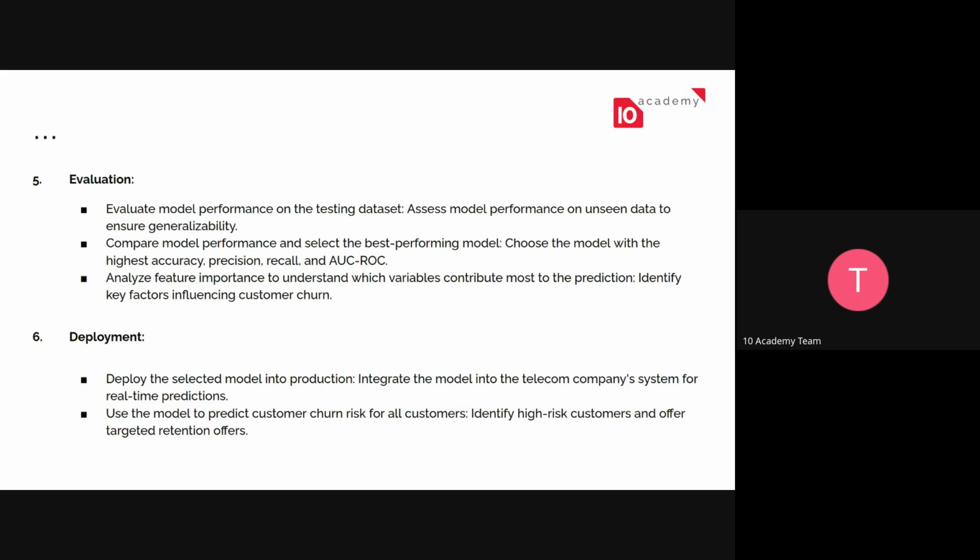And now we can compare the different model performances, and select the best performing model based on the specific metrics, and analyze feature importance to understand which variable contributes most to the prediction. Identify key factors influencing customer trends. Yeah, this also had been said, so it will help us see which specific factor or feature has a direct relation with the objective that we're trying to analyze.